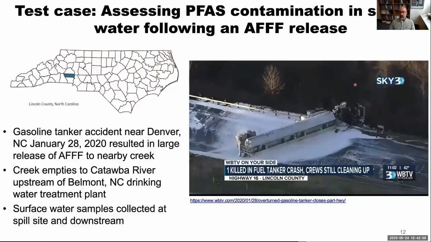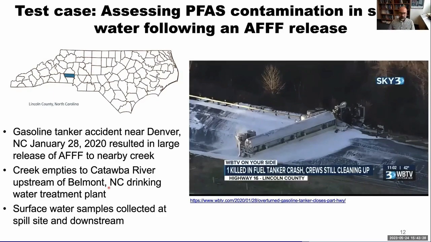Okay, so here's an example of how we use this. We had an example where there was an AFFF release due to a firefighting incident. This is a fuel truck that actually had an accident upstream of a tributary to a drinking water reservoir. There was a lot of firefighting foam sprayed here, as you can see. Large release to a nearby creek that then emptied into the Catawba River upstream of the Belmont drinking water plant.